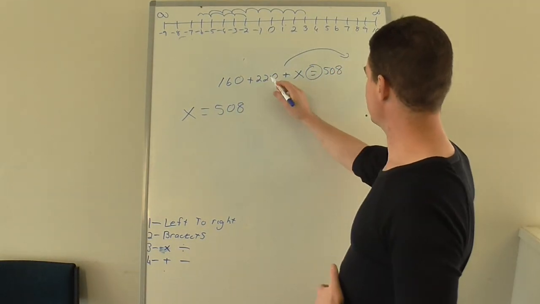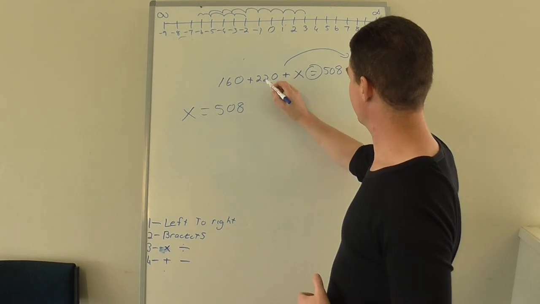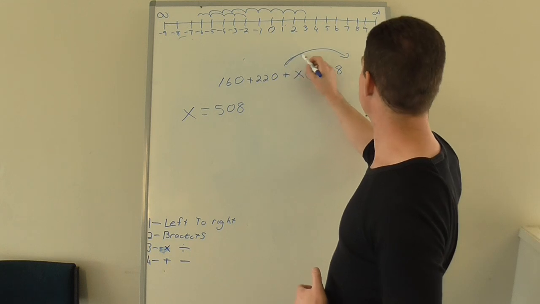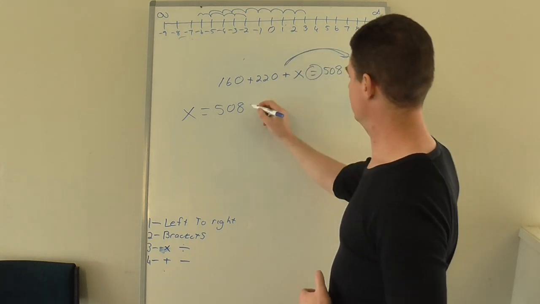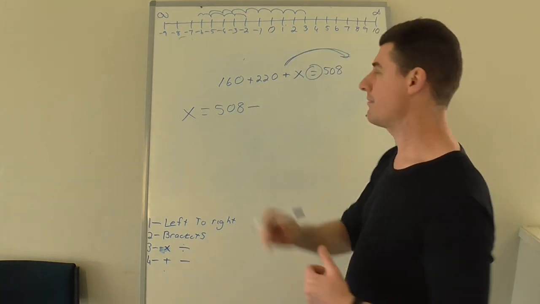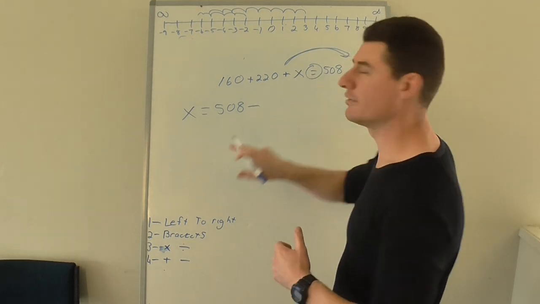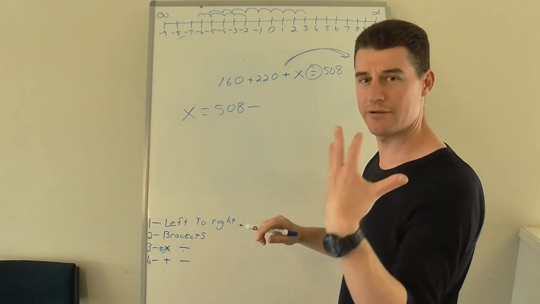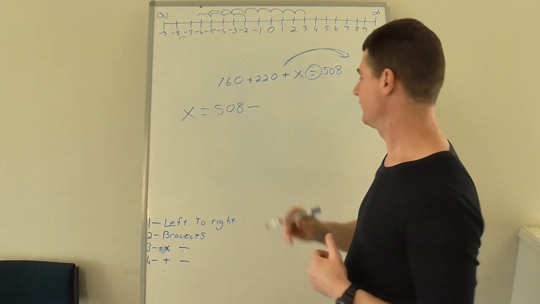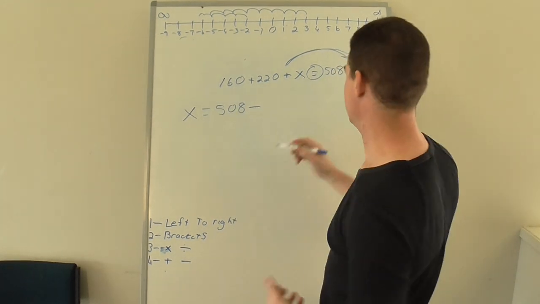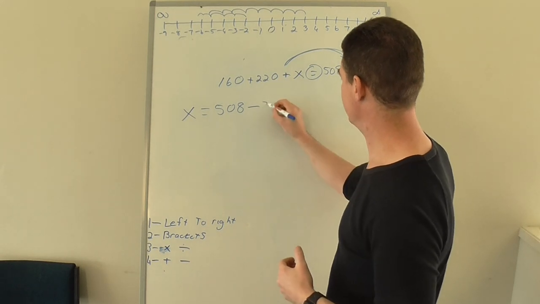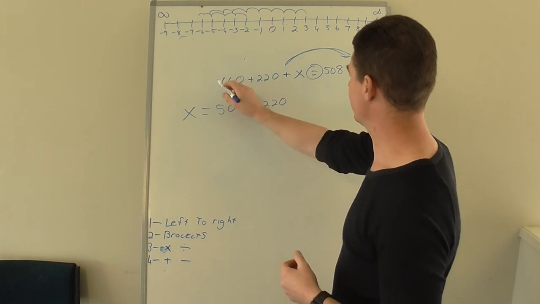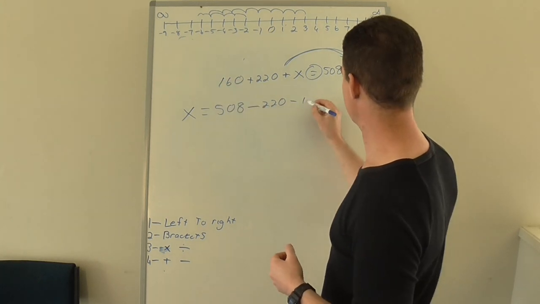Am I right? So first of all, we bring over the 220, but remember, if it's added on this side, when you bring it over, you subtract it. Remember, it's the opposite. The moment it moves to the other side of the equal sign, it turns into its negative, or the opposite. So it's adding, so here you minus 220, and the same with the positive 160, minus 160.